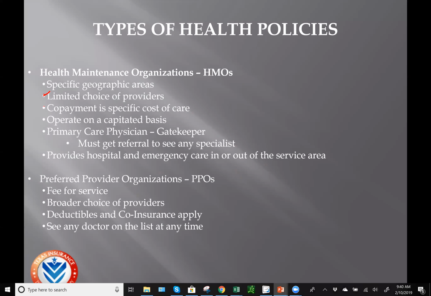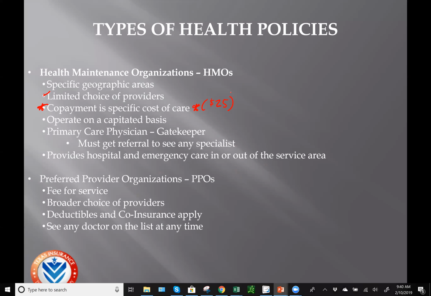Now, here's something that is test specific. A co-payment is a specific part of the cost of care. That's your $10, $20, $25, $30 co-payment that you pay every time you go to the doctor. So that is specific to HMOs for your test.